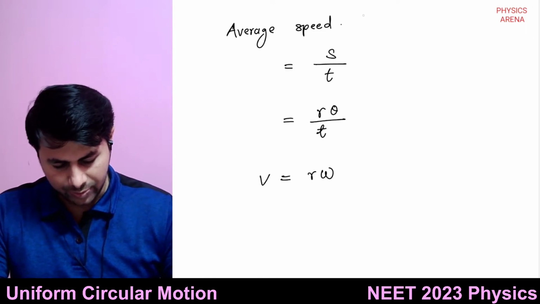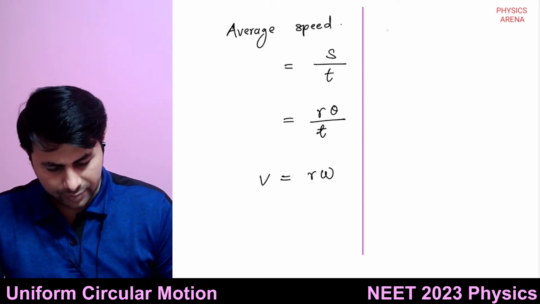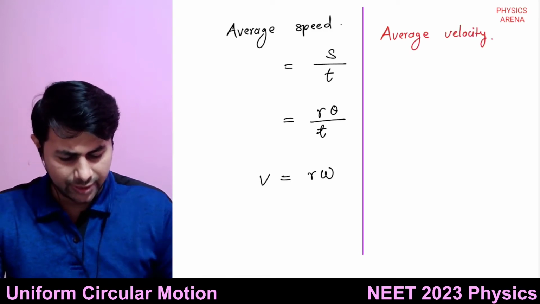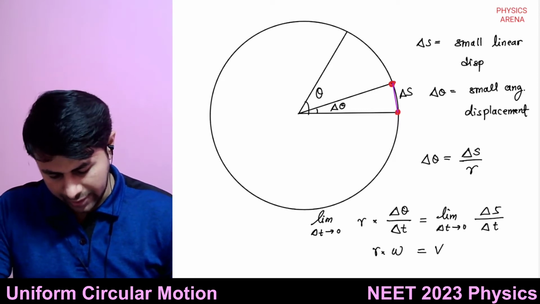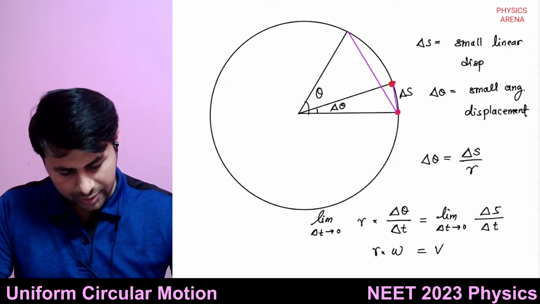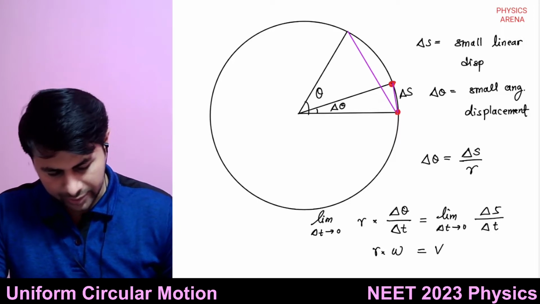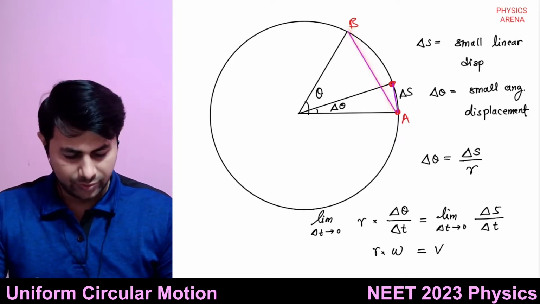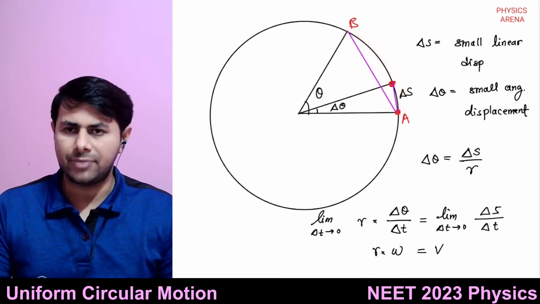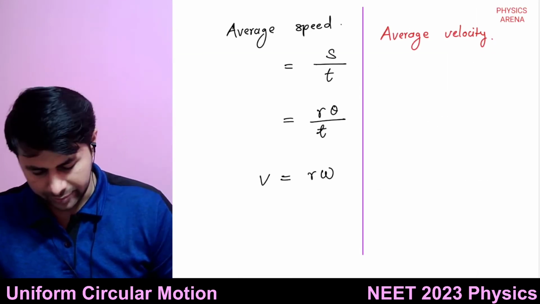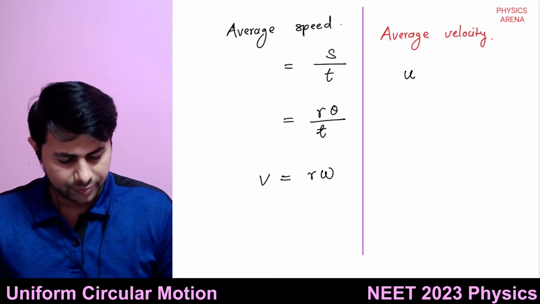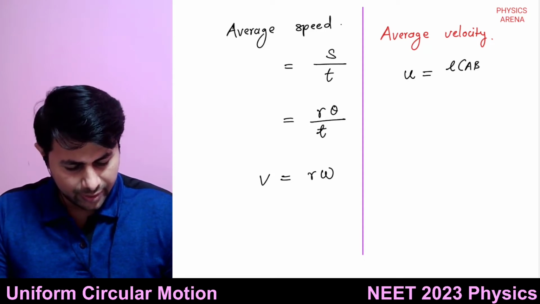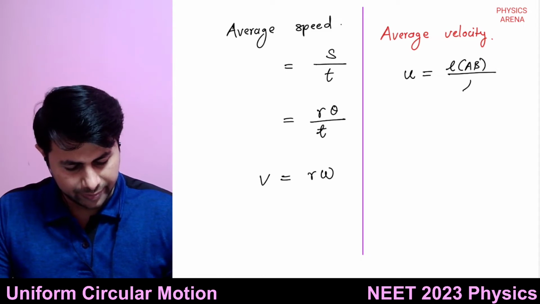Now suppose I want to find out average velocity. How will I find it? It will be a straight line distance. This is point A, this is point B. So the straight line distance from A to B will of course be less than the length of this arc. I will call it u. So u is equal to length AB divided by time.